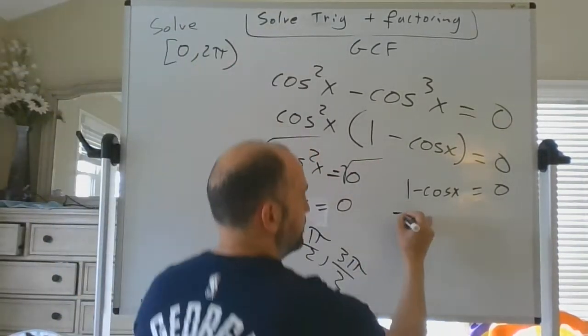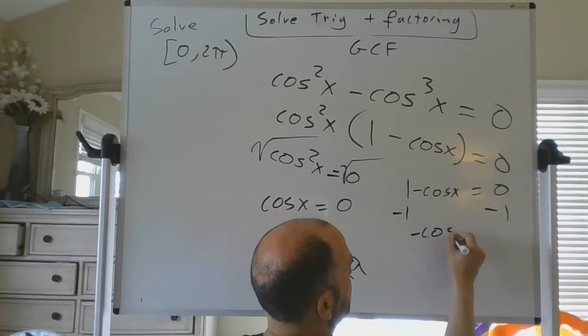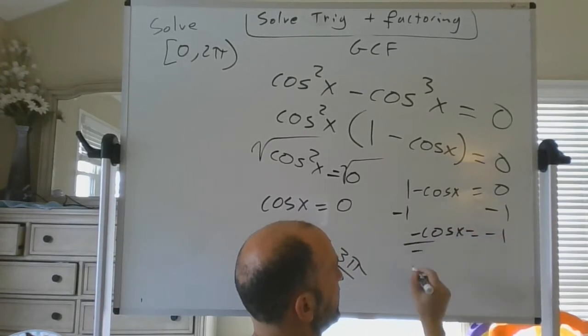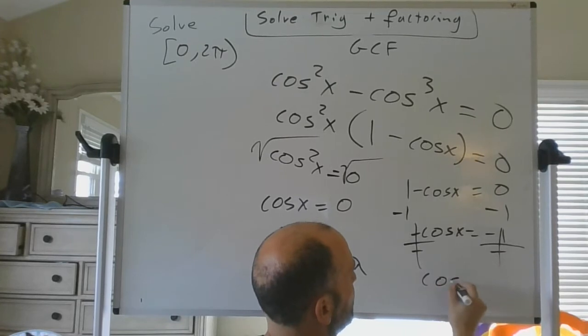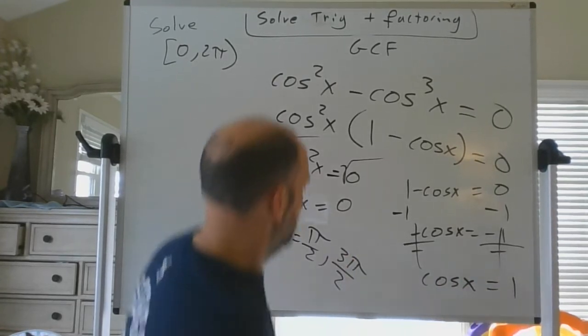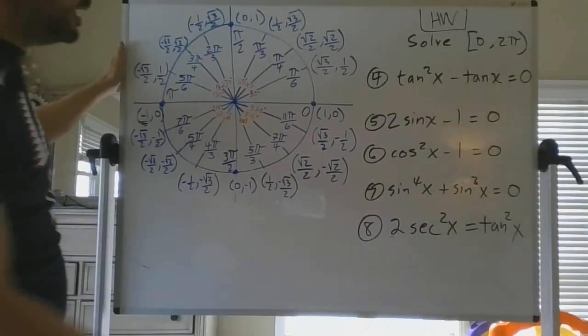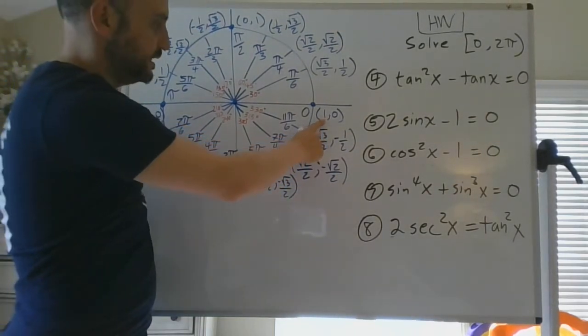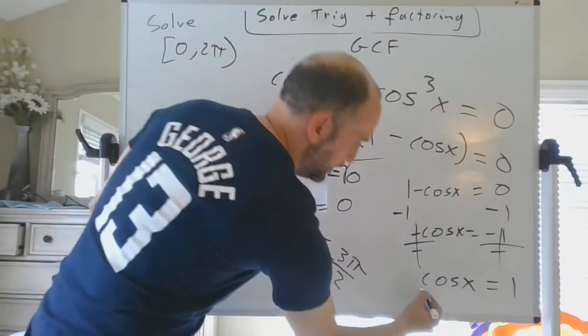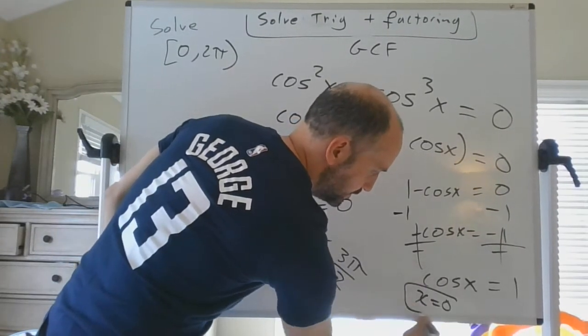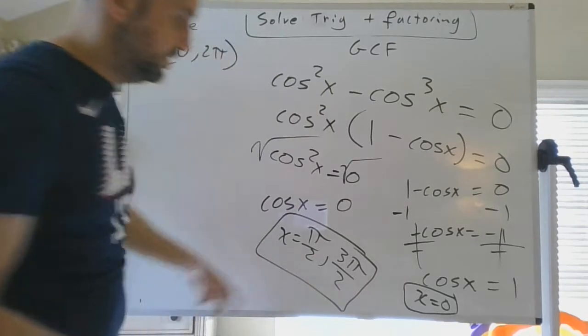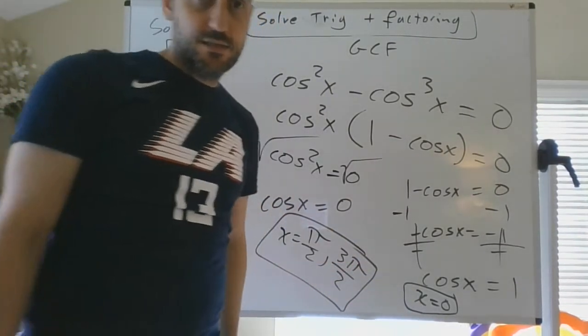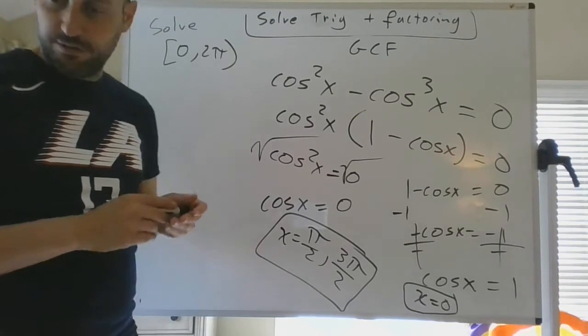Next, let's solve this. Minus 1, minus 1. Negative cosine of x equals negative 1. Divided by negative, we're left with cosine of x equals positive 1. So, where does cosine equal 1? All right, let's see here. Cosine equals 1. Yes, right there. And that's it. So, cosine equals 1 at 0 only. So, we got x equals 0. So, we have here 3 solutions: pi over 2, 3 pi over 2, and 0. Okay, we did GCF factoring there.